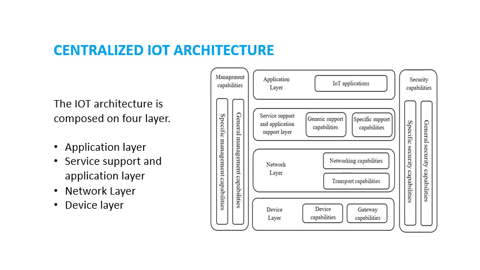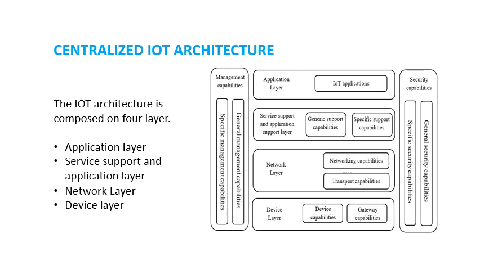Let's start with the centralized IoT architecture. The centralized IoT architecture is mainly composed of four layers: application layer, service support layer, network layer, and device layer. The application layer has the IoT application. Service support and application support have generic support capability and specific support capability. The network layer consists of networking capability and transport capabilities. The device layer has device capabilities and gateway capabilities.